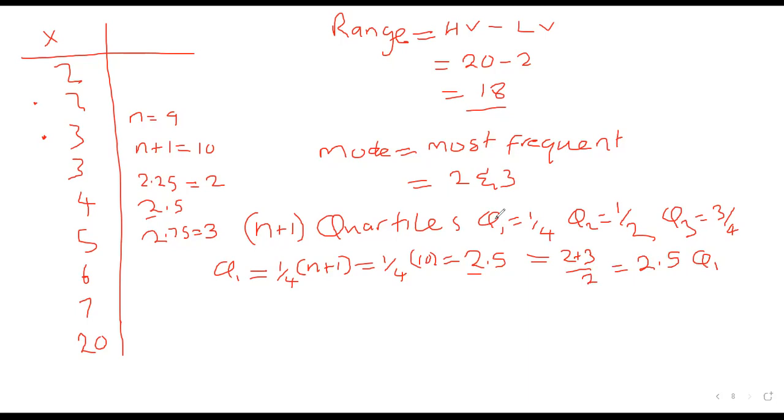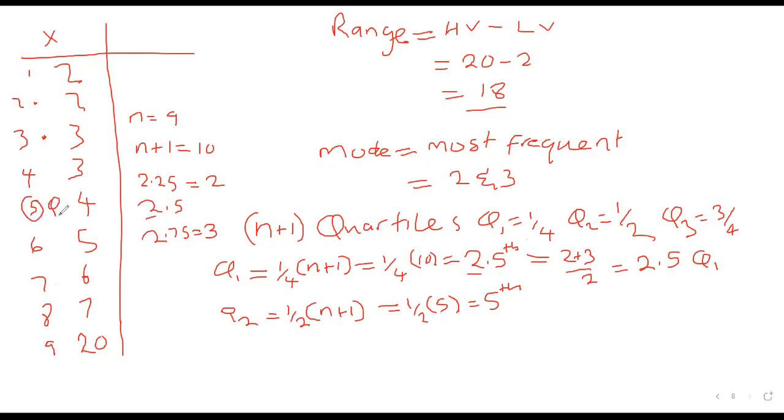Q1 means the lower quarter or the first quarter. Q2 means the second quarter or the median. So half of n plus 1. Our n plus 1 is 10. Half of 10 is 5. 5 is a position. So which one is our fifth position? 1, 2, 3, 4, 5, 6, 7, 8, and 9. The fifth position is 4. So 4 is our median or our second quarter. How do we find the third quarter? 3 quarters of n plus 1. So what is 3 quarters of 10?